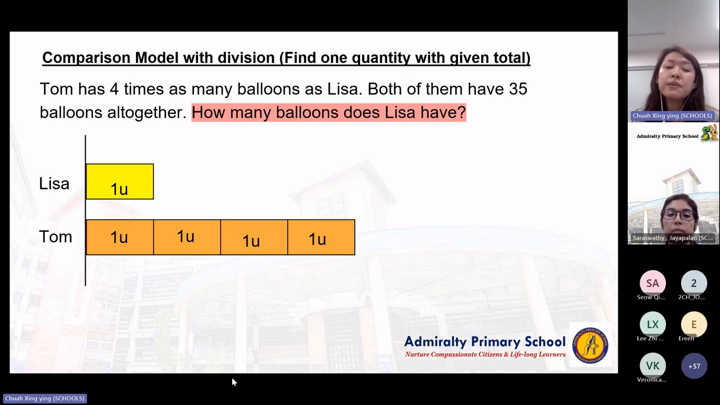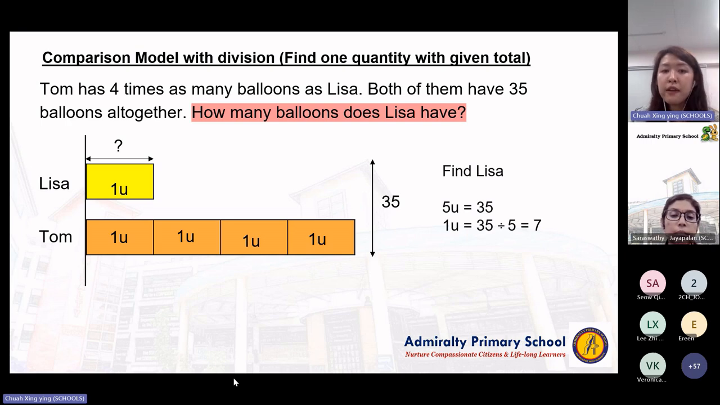Then we want to find one quantity with a given total. So Tom has 4 times as many balloons as Lisa. Both of them have 35 balloons all together. How many balloons does Lisa have? We will label the total as 35. We want to find out 1 unit, which is Lisa. To find Lisa, we have 5 units equals 35. 1 unit equals 35 divided by 5 equals 7. Lisa has 7 balloons.